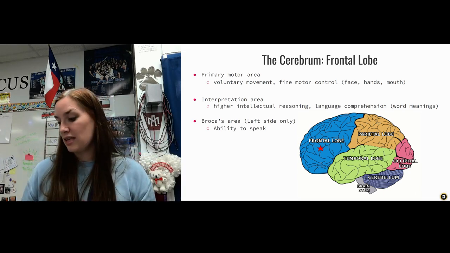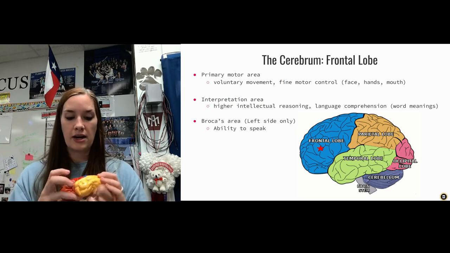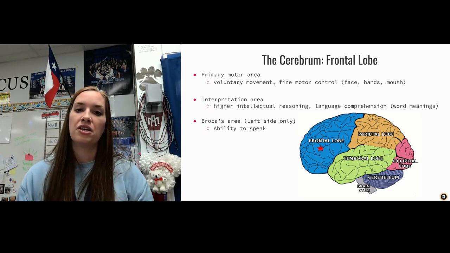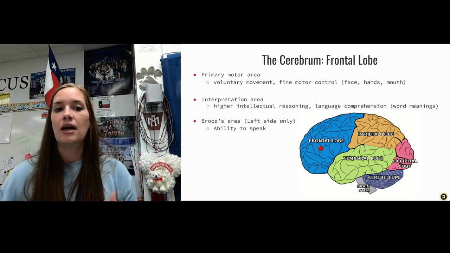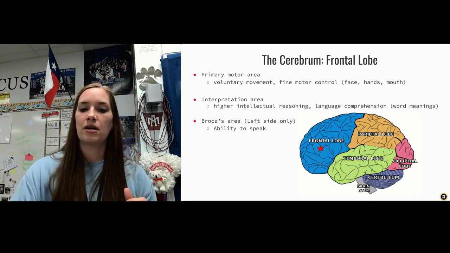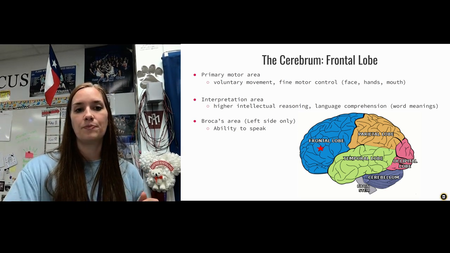On only the left side of the brain, we have this Broca's area. Broca's area is going to be associated with the ability to speak, which is going to be different than another area that we'll talk about, which has to do more with just language.